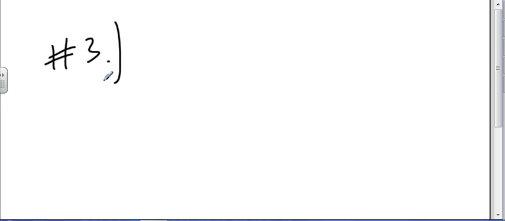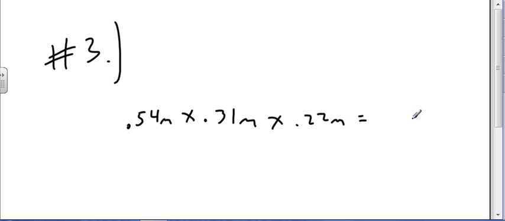Okay, so we have 0.54 meters by 0.31 meters by 0.22 meters, which will give us some meters cubed, and I don't have my calculator, so I will do a pause. So it's going to be 0.037 cubic meters.